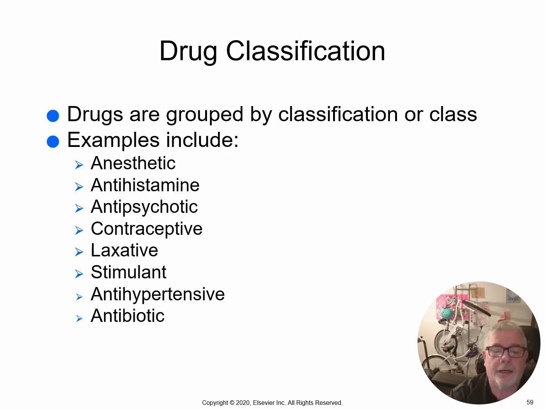An antihypertensive is to help prevent or bring down a hypertensive situation. An antibiotic is meant to fight off bacterial infections. And there are plenty of other medications as well, antivirals, antidepressants.